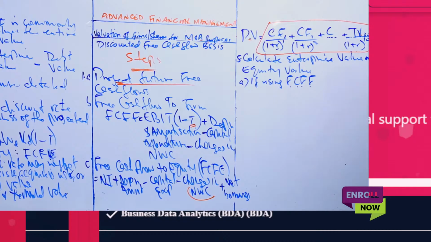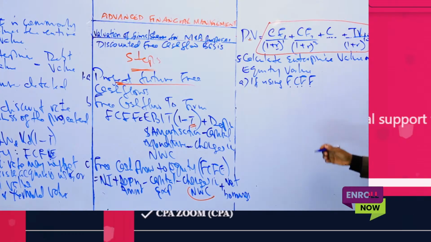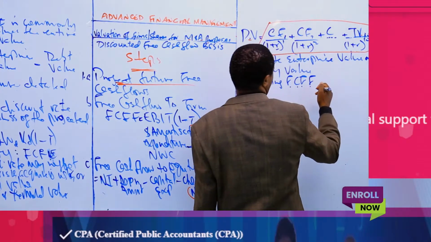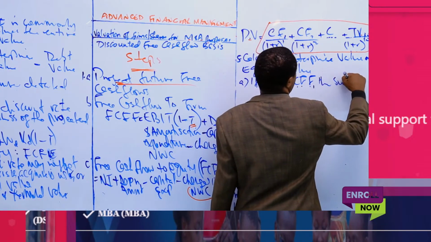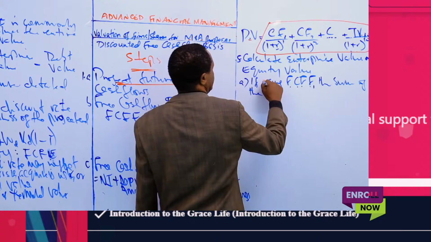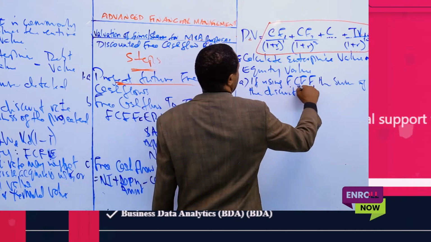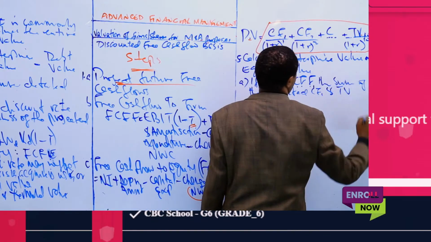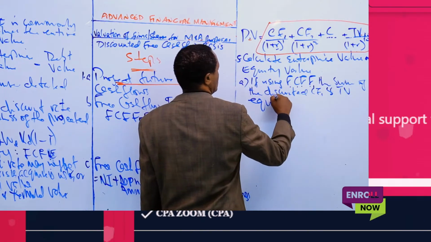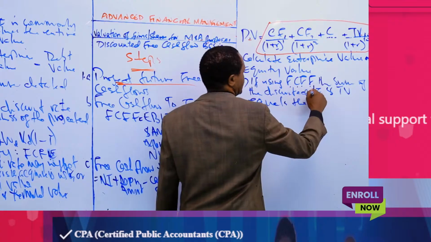You understand? The sum of the present values, let me just complete it. If using free cash flow to firm, the sum of the discounted cash flows and the terminal value will equal the enterprise value.